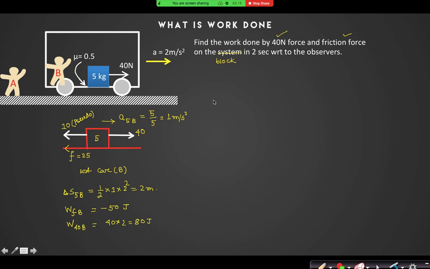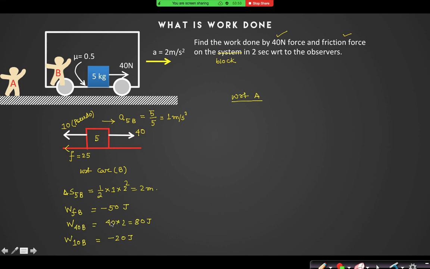So the total work done is 30 joules. Total work done means, are there any other forces with respect to B? You have not considered the pseudo force. So what is the work done by the 10 Newton force with respect to B? Minus 20 joules. So what is the total work done with respect to B by all the forces? You can see it is 10 joules.